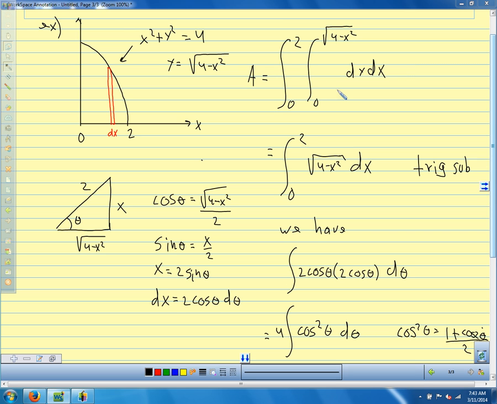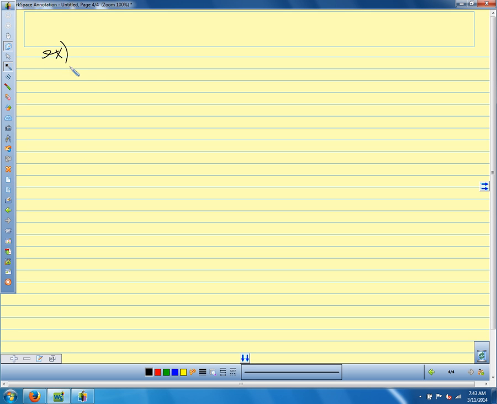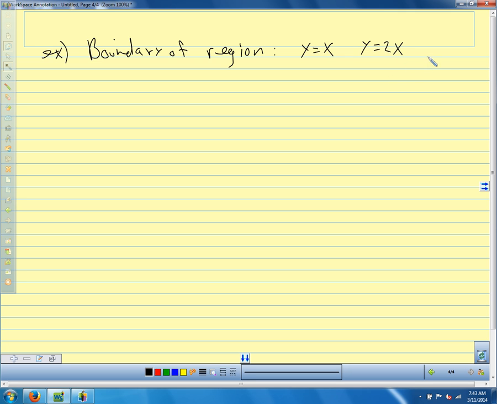Let's look at an example where we have to be careful with the choices we make about how we set up our rectangles. For this one, we could do it either way. Sometimes it makes more sense to do it one way or the other. And for this one, we need to find our limits of integration. So the boundary of our region are the functions y equals x, y equals 2x, and x equals 2. So we want to find the area in the plane bounded by these functions.